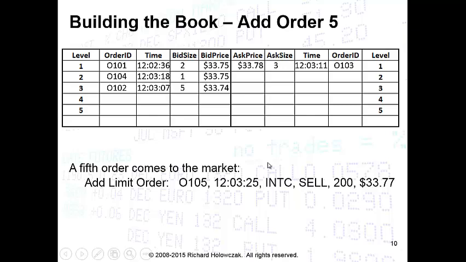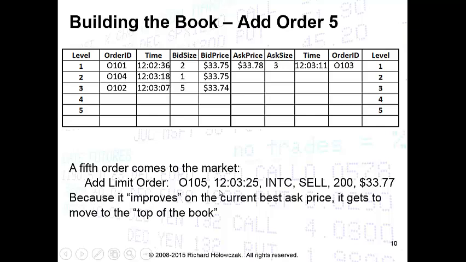All right, now let's add an order 5. Here it's going to be to sell 200 shares, and here the asking price is $33.77. So again, you might want to pause and think for a second, where will this end up in the book? We see that it improves on the best asking price. So it's going to jump over the order here, 103, that's in the book. It's going to push that down, and our new order here to sell 200 shares should be at the top of the book. So order 103 gets pushed down, and here's order 105 now at the top of the book.